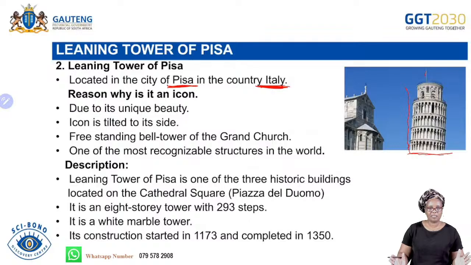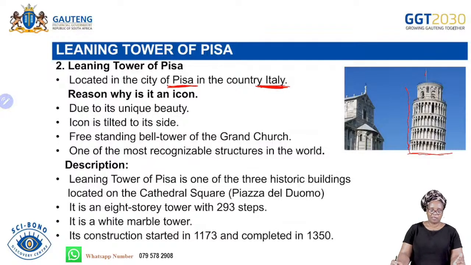The building that is tilted to the side, I've just shown you from there. The icon is tilted to each side. That's why it is an icon. And it is the only freestanding bell tower of the Grand Church. And around the world, people recognize this. It is a recognizable structure in the world, the way it is tilted to the side.